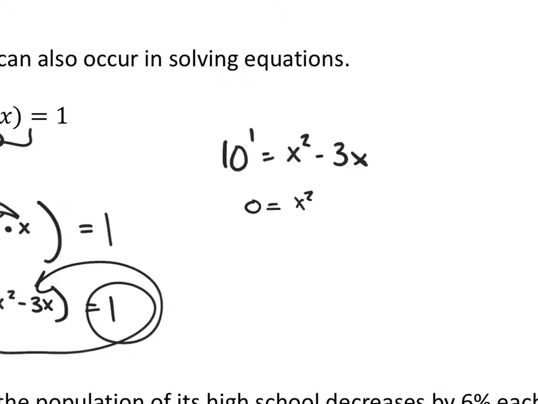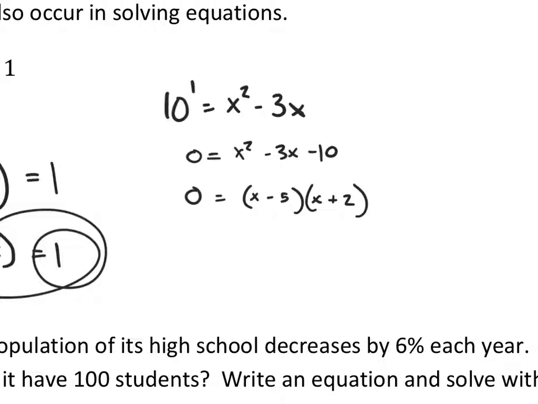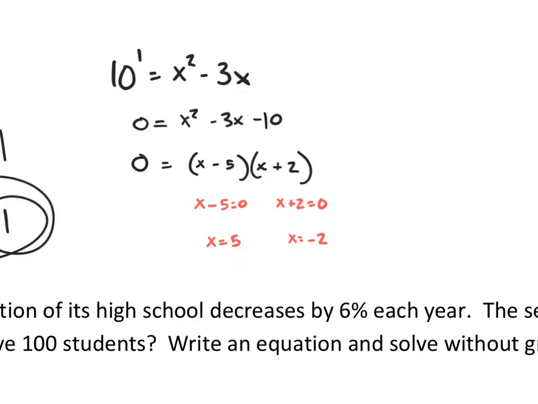We always want quadratics equal to 0, so I'm going to need to subtract 10 from both sides. And then our options to solve from this point moving forward would be quadratic formula or factoring, which is the method I'm going to take. This would factor to x minus 5, x plus 2, and then we'd use the zero product property by setting up each piece equal to 0 and solving. So this would give us that x is equal to 5, and x is equal to negative 2.